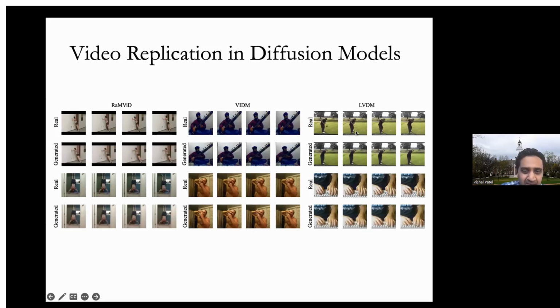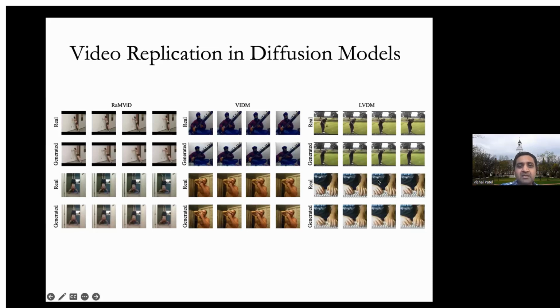So here is an example. Here is a slide where we have 3 state-of-the-art unconditional video generative models, and what you see is that the generated videos match exactly with what we have in the training videos. It's not only frame-by-frame replication, but we've also found motion replication. So it also replicates the motion.